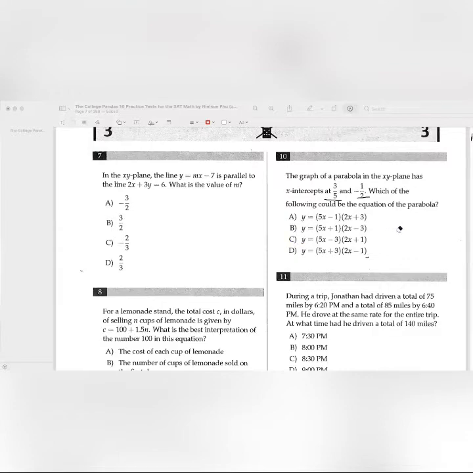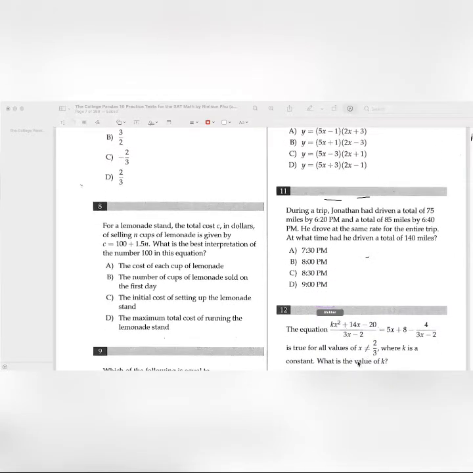So during a trip, Jonathan has driven for a total of 75 miles by 6:20 p.m. and a total of 85 miles by 6:40 p.m. At what time? So okay, so then you can see he goes 10 miles in 20 minutes, so it's 30 mph. So 140 divided by 30. Is this calculator or no calculator? Just making sure. No calc. Okay, cool. So that's around 4 2/3.